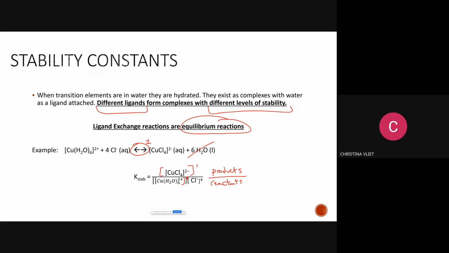And then Cl minus to the fourth. So this would be all to the first, and then this is to the fourth, because there's a 4 in front, so that has to become the exponent. And so you've got to be able to create these expressions yourself, and then you will possibly be asked to do calculations with them as well.